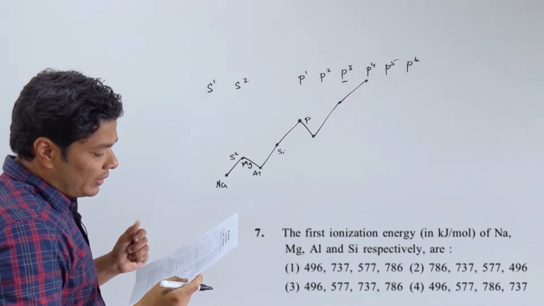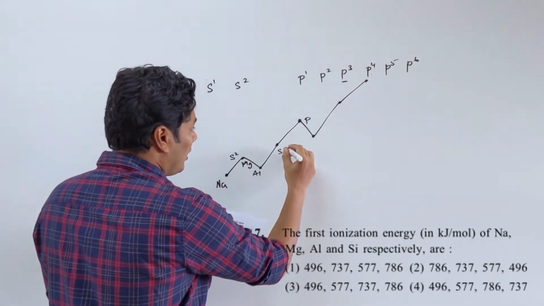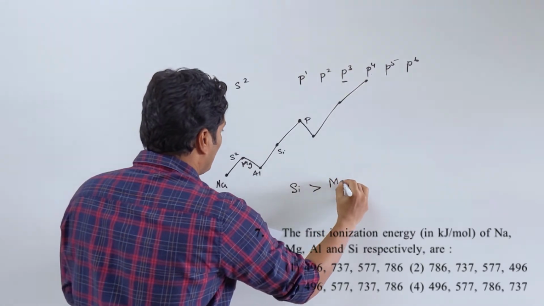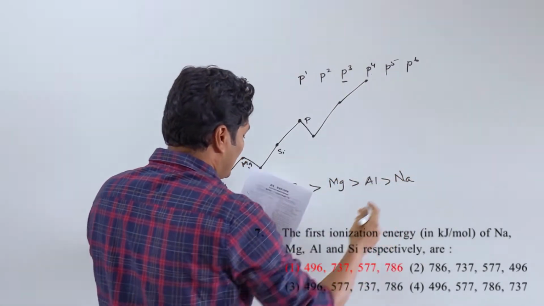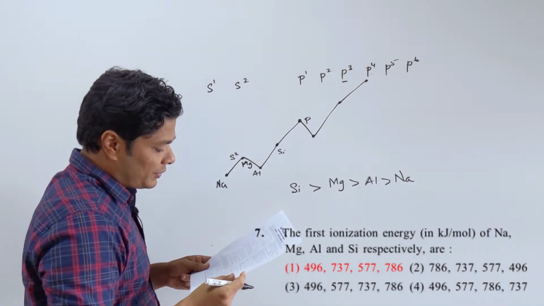So here if you see, among them, silicon as the highest, followed by Mg, followed by Al, followed by Na. Option alpha should be the correct option.